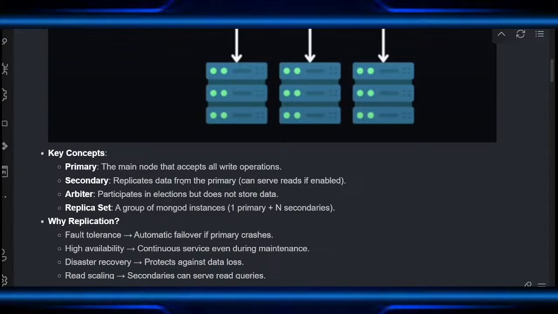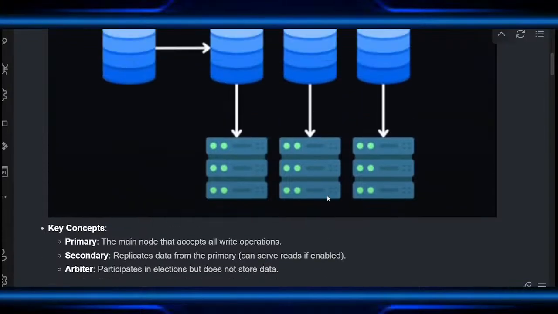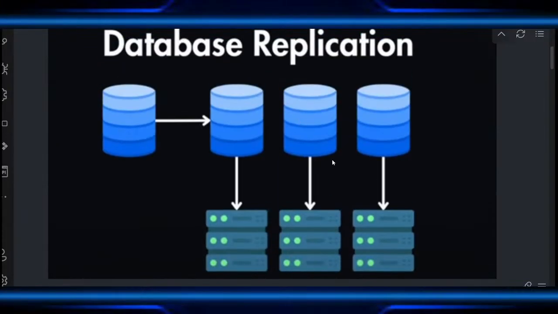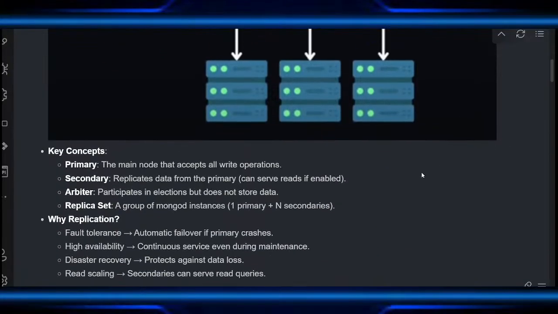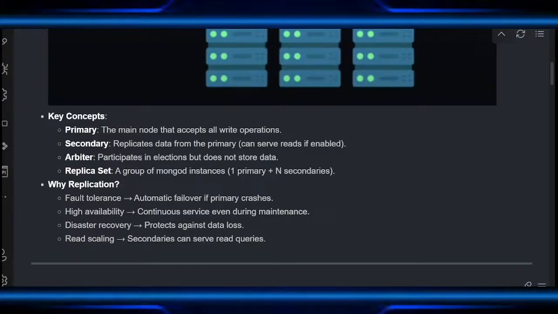The secondaries are the replicas. They replicate data from the primary and can serve reads if enabled. Sometimes if they are not enabled, they are just there and nobody can read from them. But if you enable it, people can read from them. You understand?